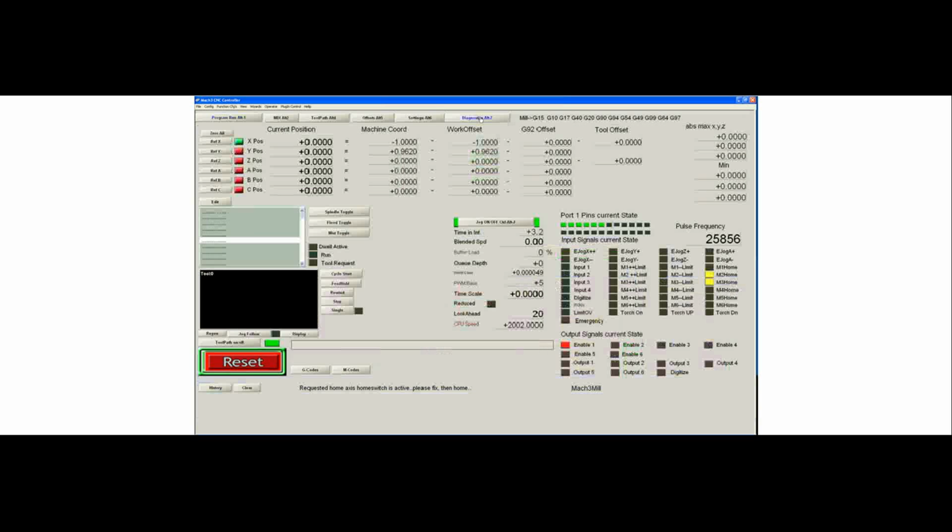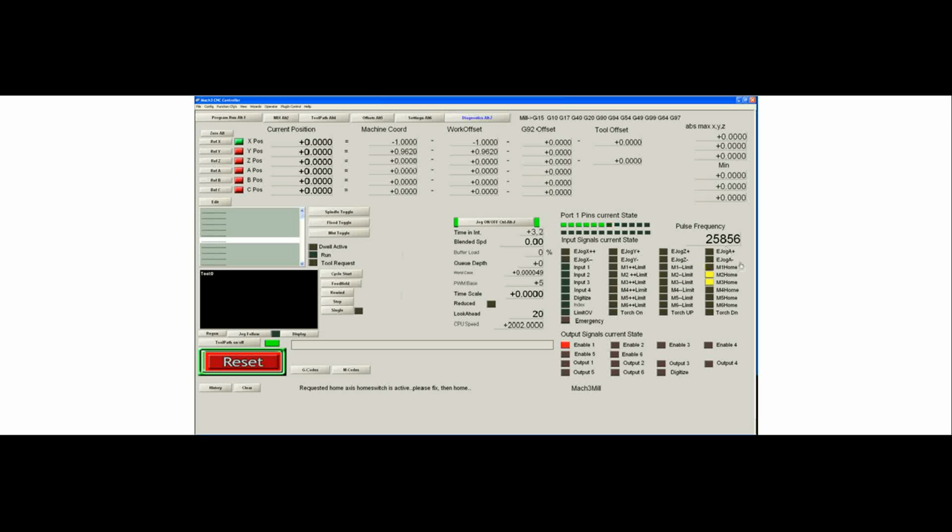There are buttons on the diagnostics page to home each axis individually. You can see that we already referenced the X-axis, therefore we have a green light beside the X saying that it is a homed axis. Now we could reference the Y-axis, and you can see that it will not home. But looking down here, we get a message that says, requested home switch is active, please fix. What is going on? Well, let's push the X home switch and see what happens on this diagnostic screen.